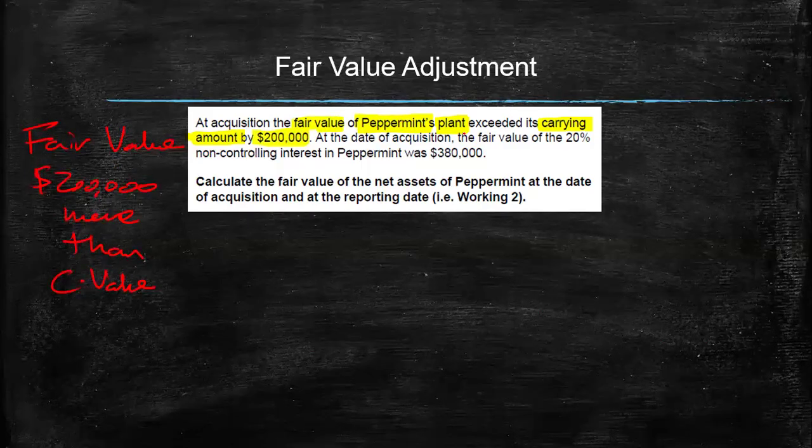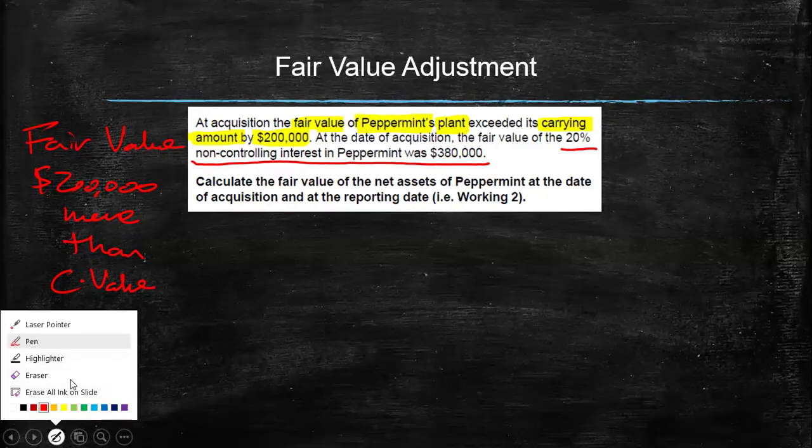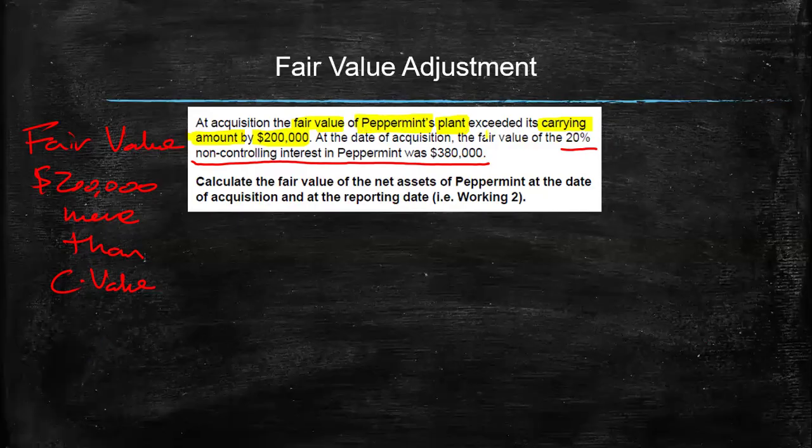So at the date of acquisition, the fair value of the 20% non-controlling interest is given as well. So in Peppermint, this was 380,000. This is additional information. We may not use this in our calculation here, but it gives you another scenario where the fair value method is used. We also determine the fair value of the non-controlling interest, because we then have to use it to find our non-controlling interest value at acquisition to include it in our equity section.